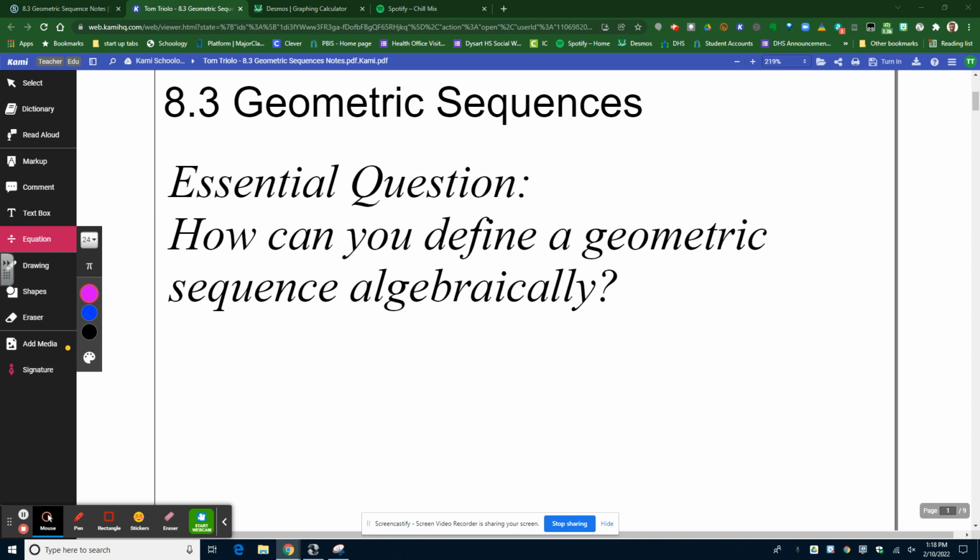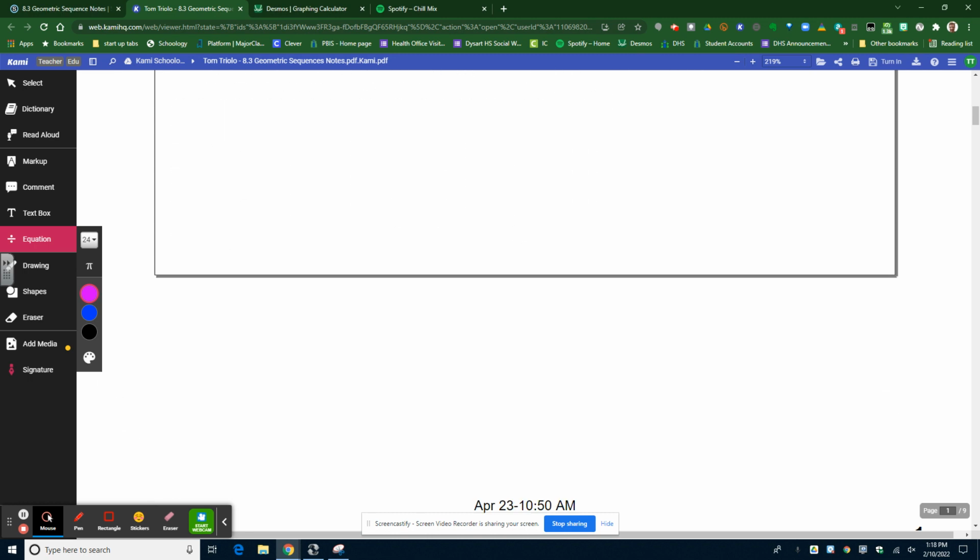The difference between geometric and arithmetic. Arithmetic, we add or subtract. So geometric, we multiply or divide, but we're not going to ever divide. So instead of dividing by a whole number, we're going to multiply by its reciprocal. We'll see what that looks like in a minute.